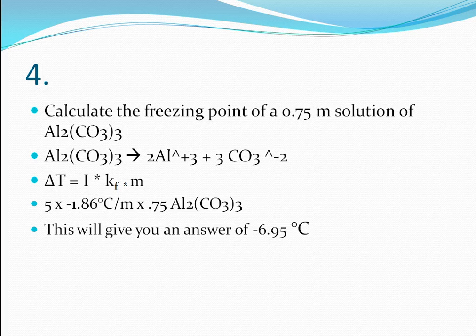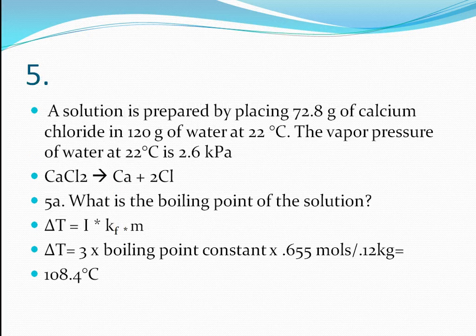Question number 4. Calculate the freezing point of a 0.75 molal solution of Al2(CO3)3. Al2(CO3)3 goes to 2 Al positive 3 plus 3 CO3 negative 2. So you have a total of 5 particles. Delta T is equal to i times Kf times molality. So you have 5 particles multiplied by negative 1.86 degrees Celsius per m, which is the constant, multiplied by 0.75 m Al2(CO3)3. This will give you an answer of negative 6.95 degrees Celsius.